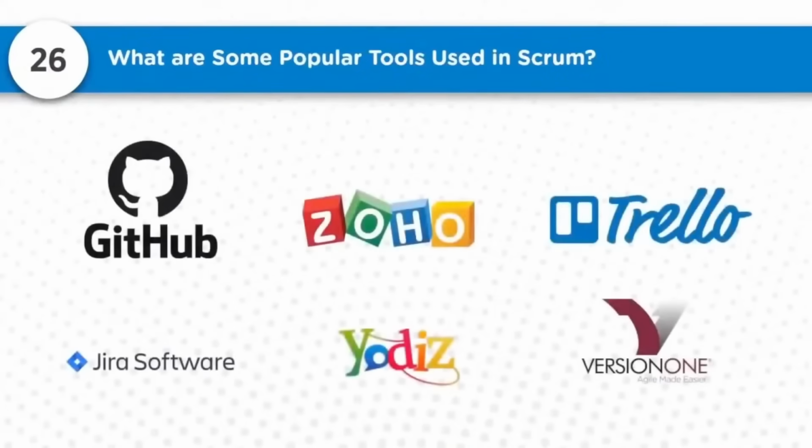So next question: what are some popular tools used in Scrum? These are the list. You can think of GitHub, Zoho, Trello, Jira Software, Yodix, Version One. Now, what I am saying is that these are technology tools. When we say tools, we cannot limit our thought to technology tools. What exactly does this tool do? What are the techniques used? We need to be very clear about that.